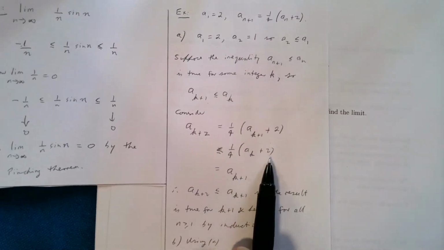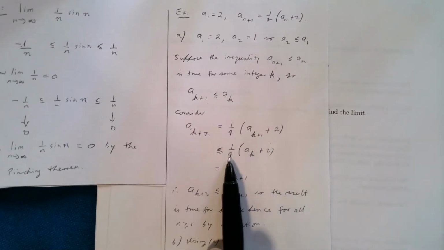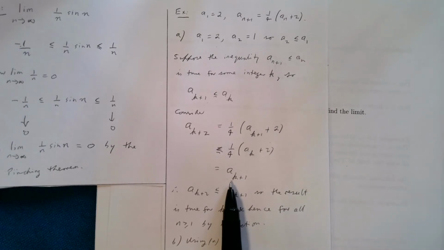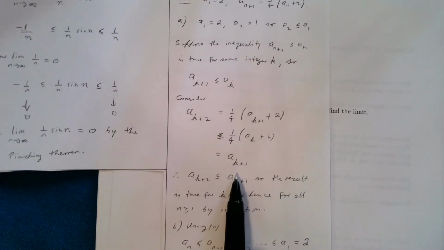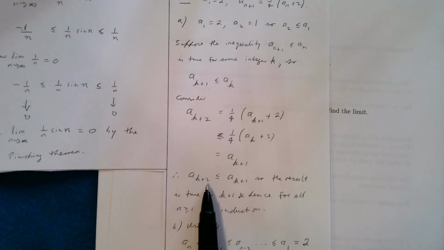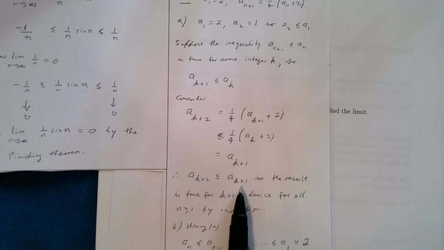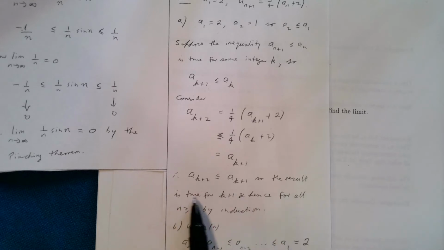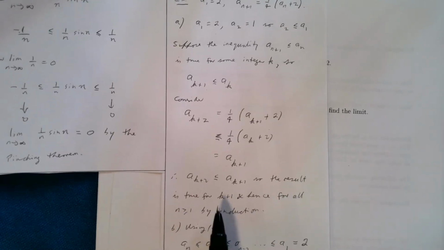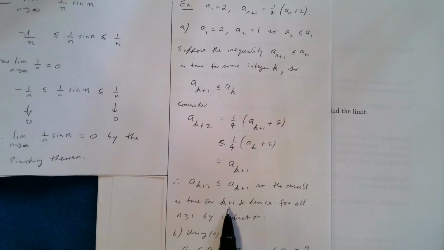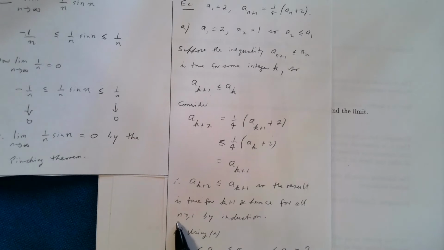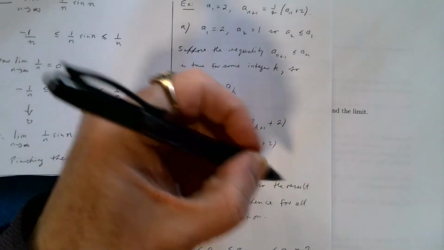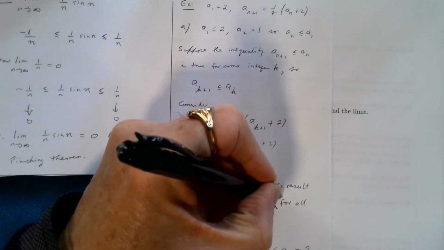But hang on, now I've got 2 plus a(k) divided by 4, but that's just the next term in the sequence. And that means I get a sub k plus 2 is less than or equal to a sub k plus 1. And that means the result is true also for k plus 1. So if the result is true for k, then it's true for k plus 1, and it's true at the beginning, and hence it's true for all n bigger or equal to 1 by induction.